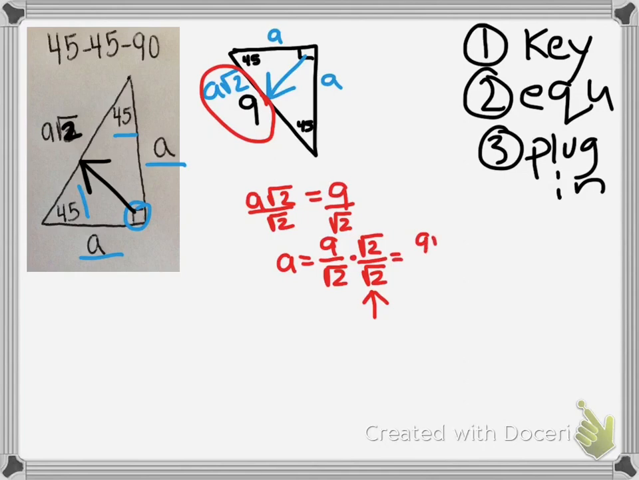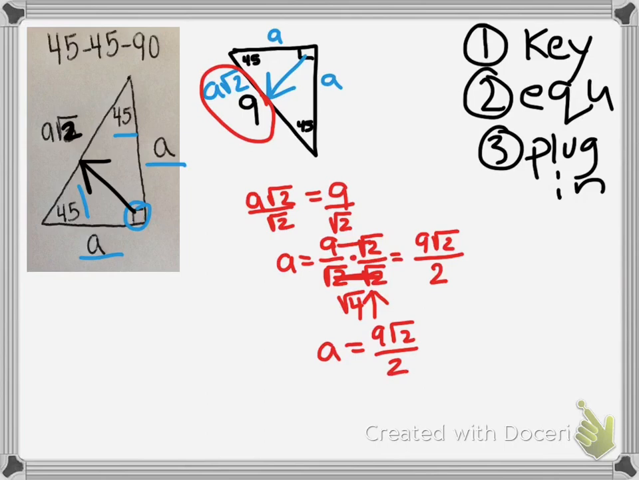On the top we get 9 root 2, because I went straight across. And on the bottom I go straight across. Root 2 times root 2 is root 4, but the square root of 4 is just 2. So by multiplying the same square roots together, I get that number free and clear. And so there we go. I have A equals 9 root 2 over 2.